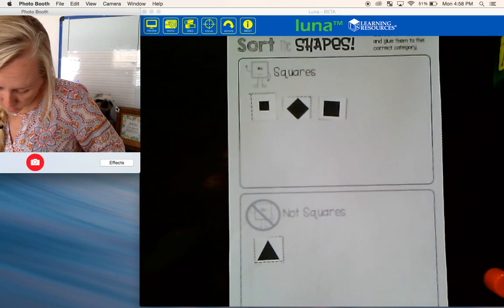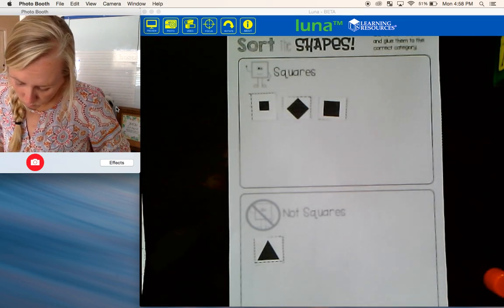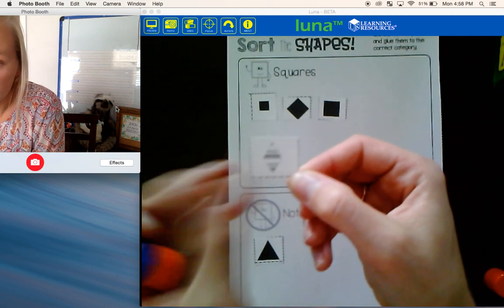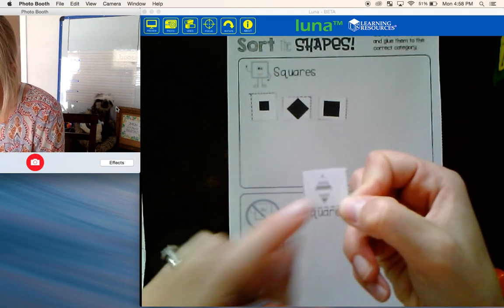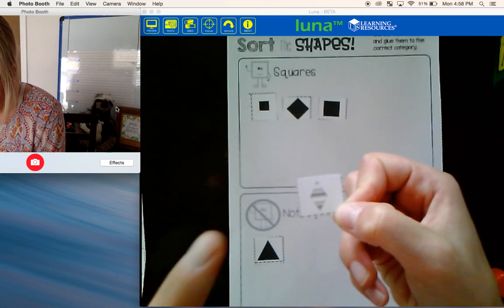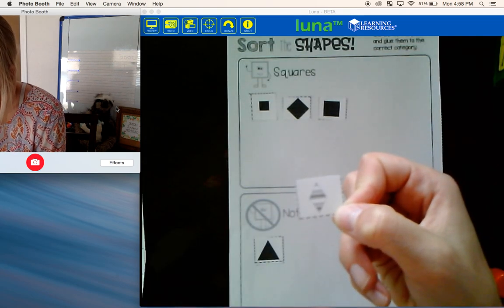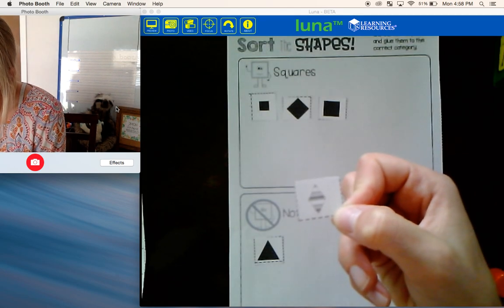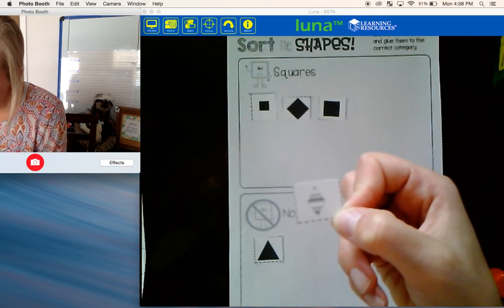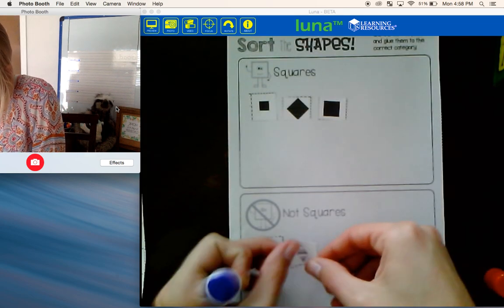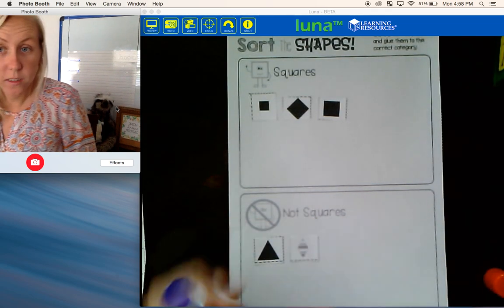This is a tricky one, too. All right, so let's look here. Hopefully you can see it because my printer ran out. This does not look like a square, but let me count. It has 1, 2, 3, 4 sides, 4 vertices. But you know what? That does not look like a square. That looks like a rhombus or a diamond. So I'm going to put it down here, not squares.